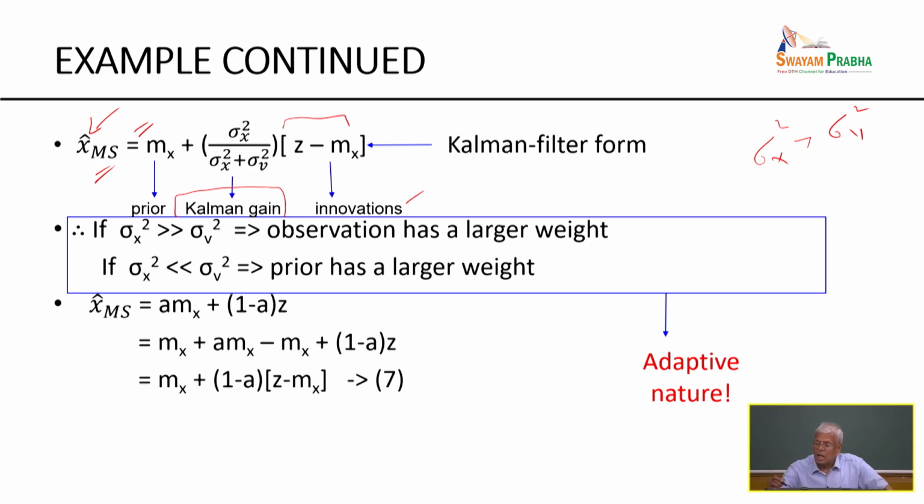So in this case, if sigma square x is more than sigma square v, the observation error is smaller, it has a lesser variance, more information. So I am going to give more weight to the observation. If sigma square x is less than that, I am going to give a larger weight to the prior. This is a very natural adaptive property. Therefore, I can rewrite these equations in several different ways.